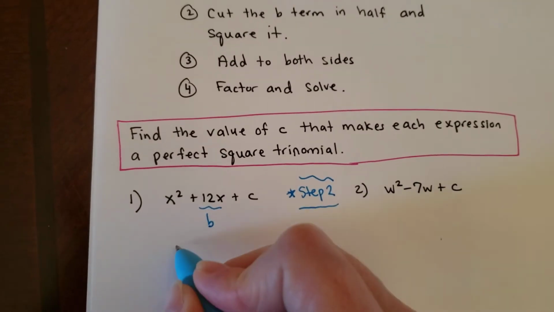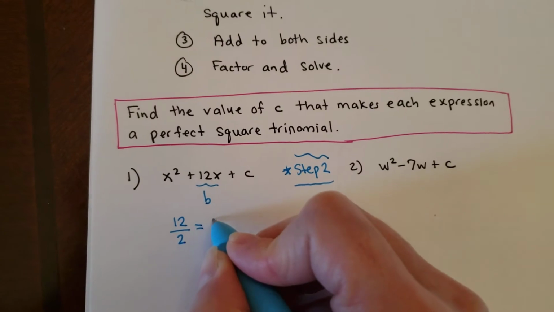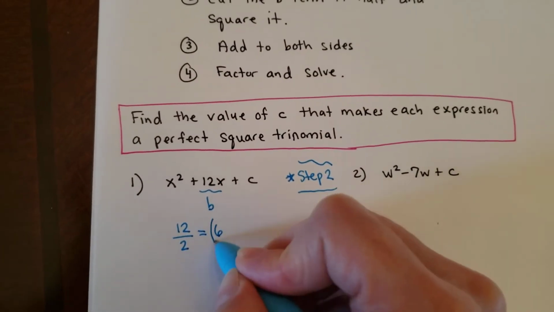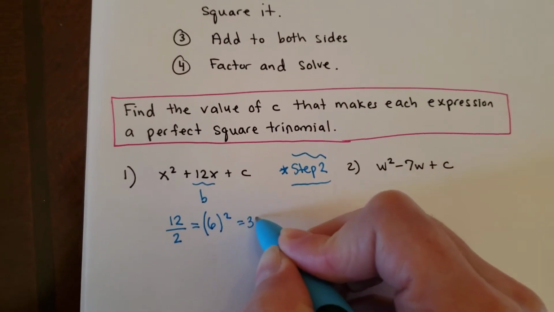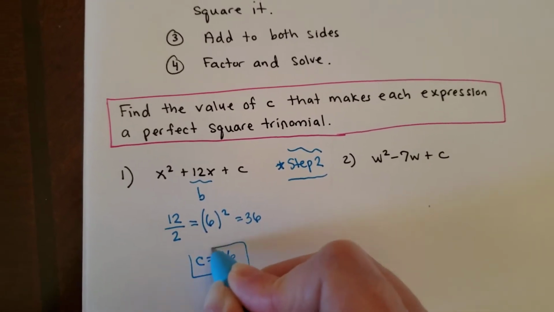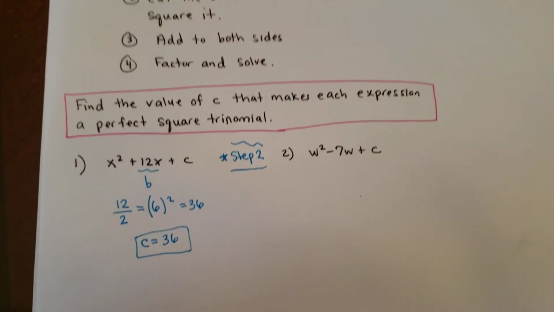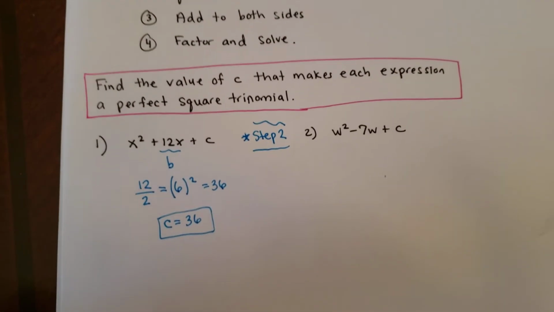So 12 is my b, so if I take b and I cut it in half, I end up dividing that and I get 6, and then I'm going to square it, which gives me 36. So my answer for c is 36. And we're not doing the whole process, we're just doing step 2. Number 2, our b term is a -7.